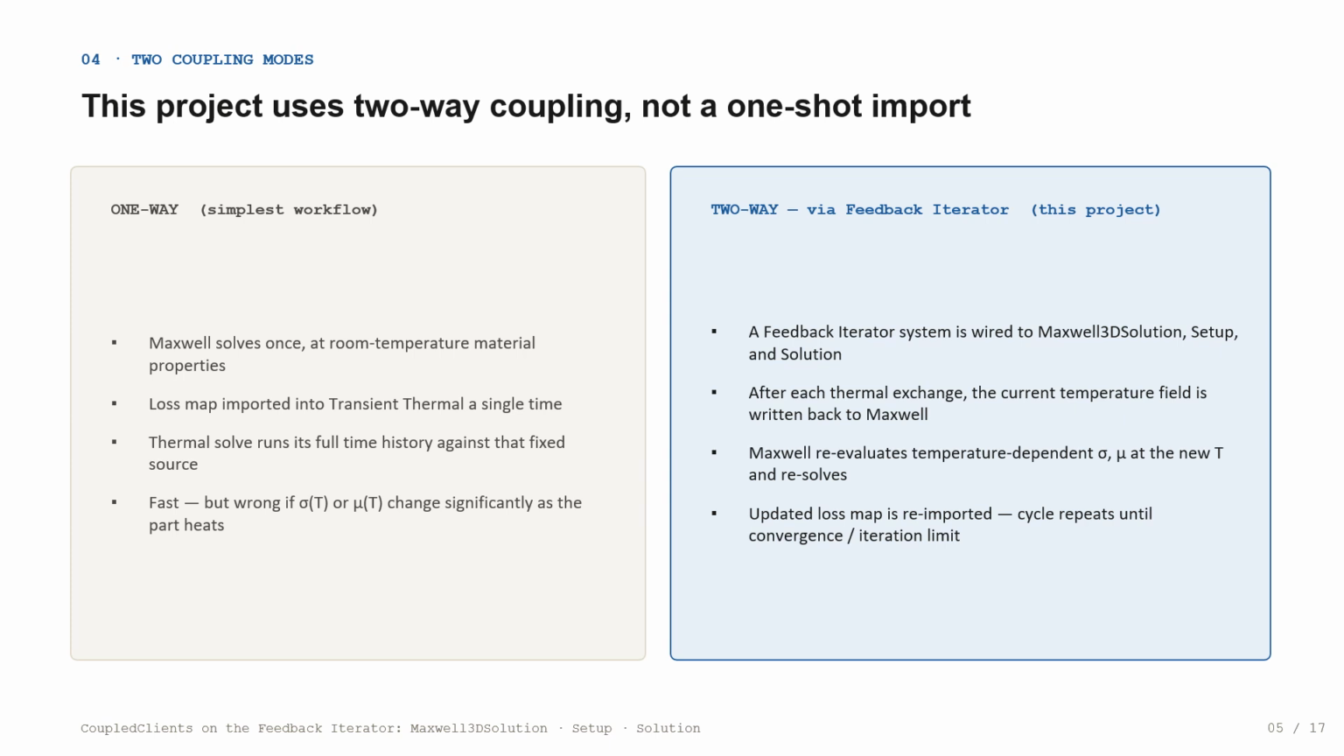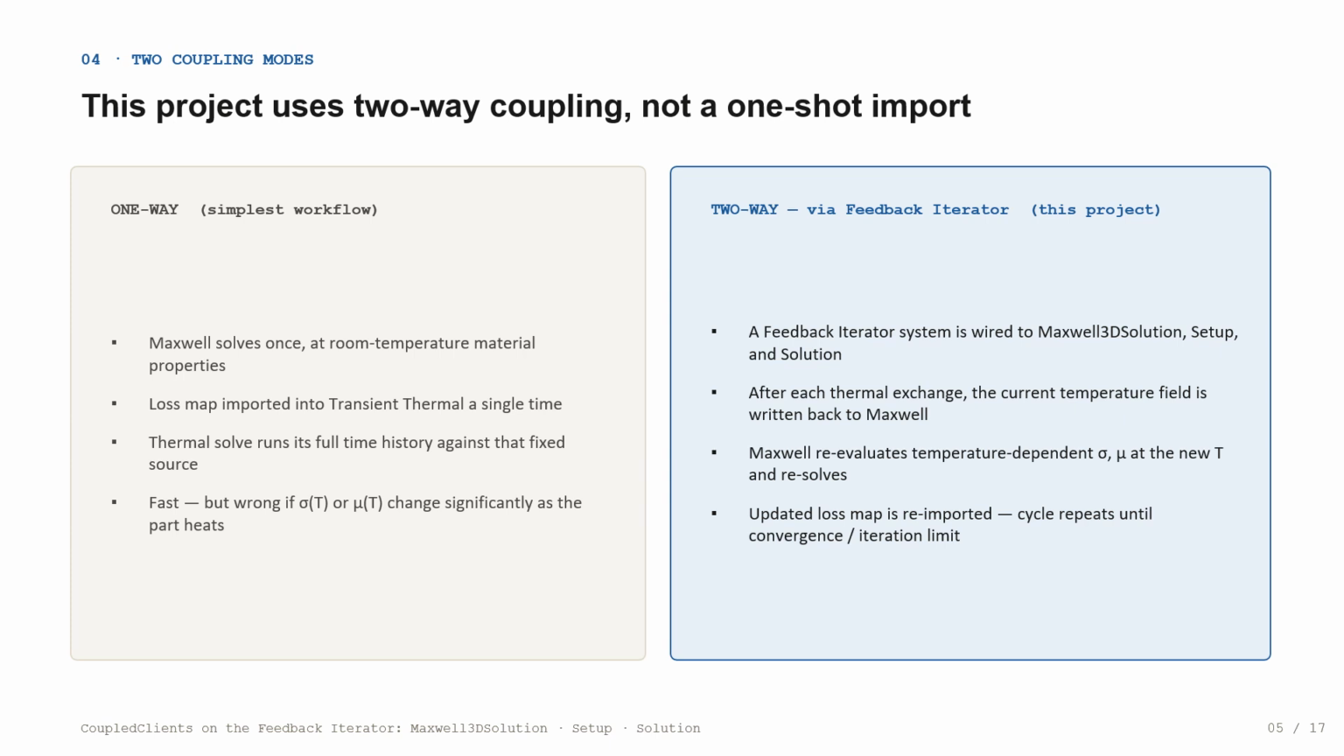But it is quietly wrong whenever the electrical conductivity, sigma, or the magnetic permeability, mu, change significantly as the part heats up. And in an induction heating problem, taking a rod from room temperature toward 300 degrees or more, they absolutely do change. This project instead uses two-way coupling through the feedback iterator we saw in the schematic.